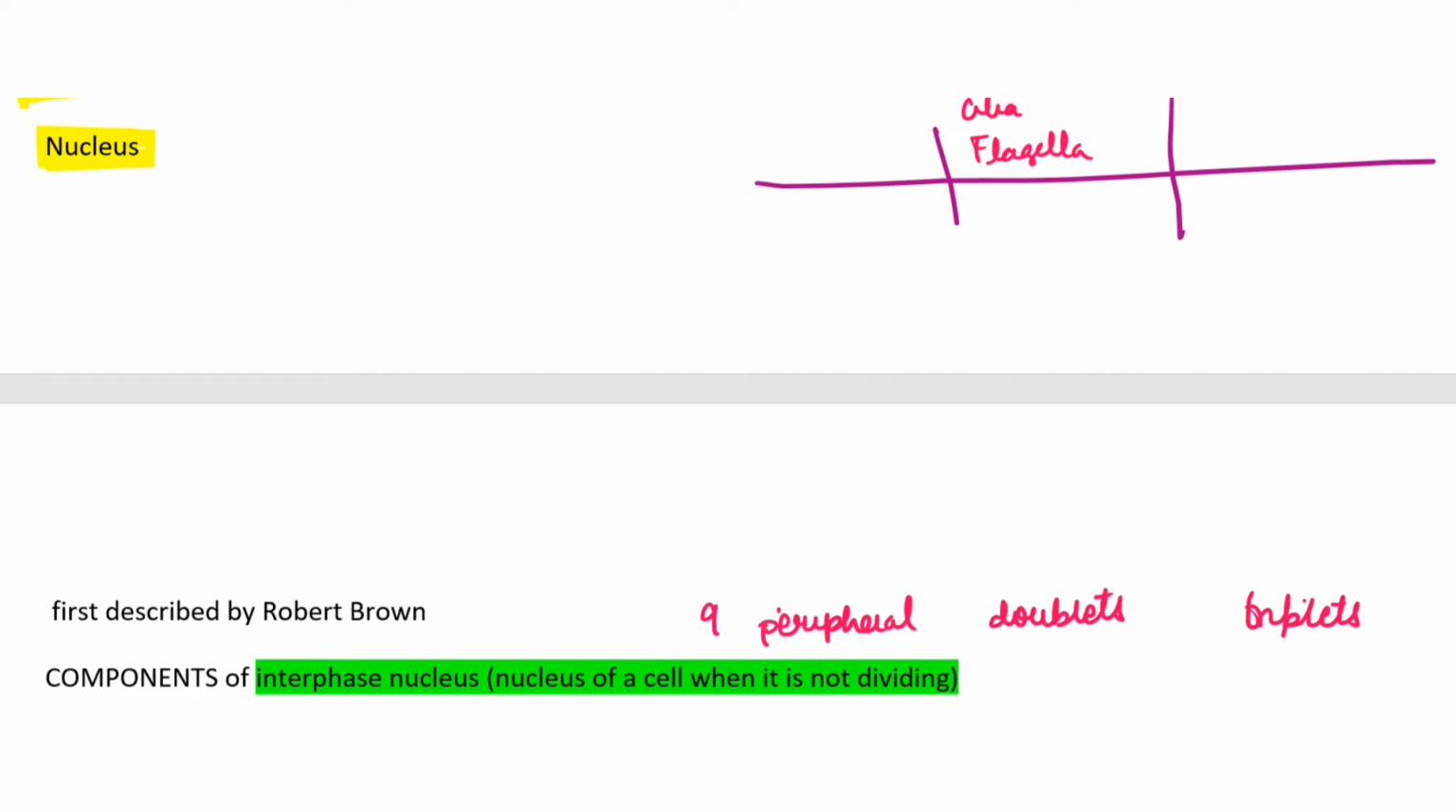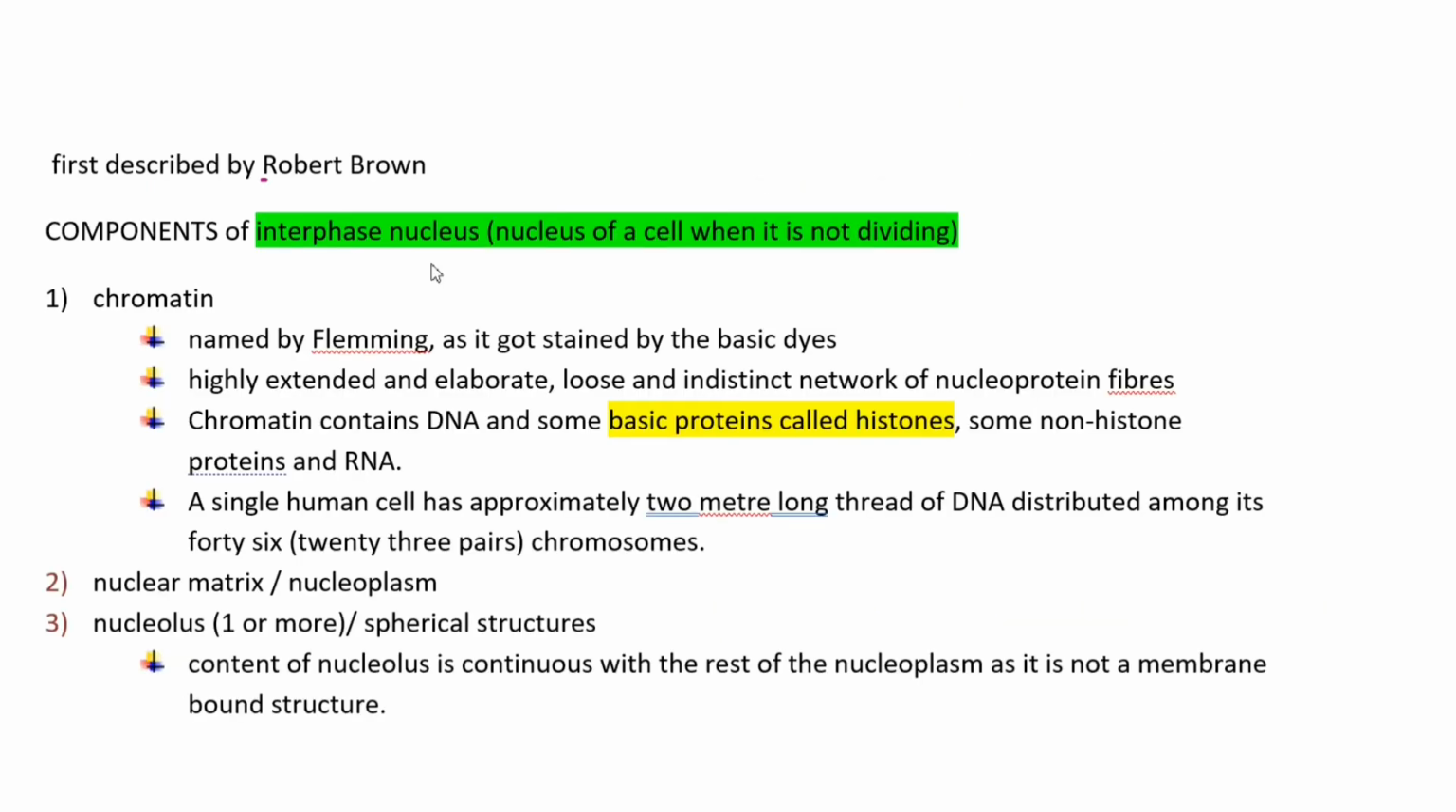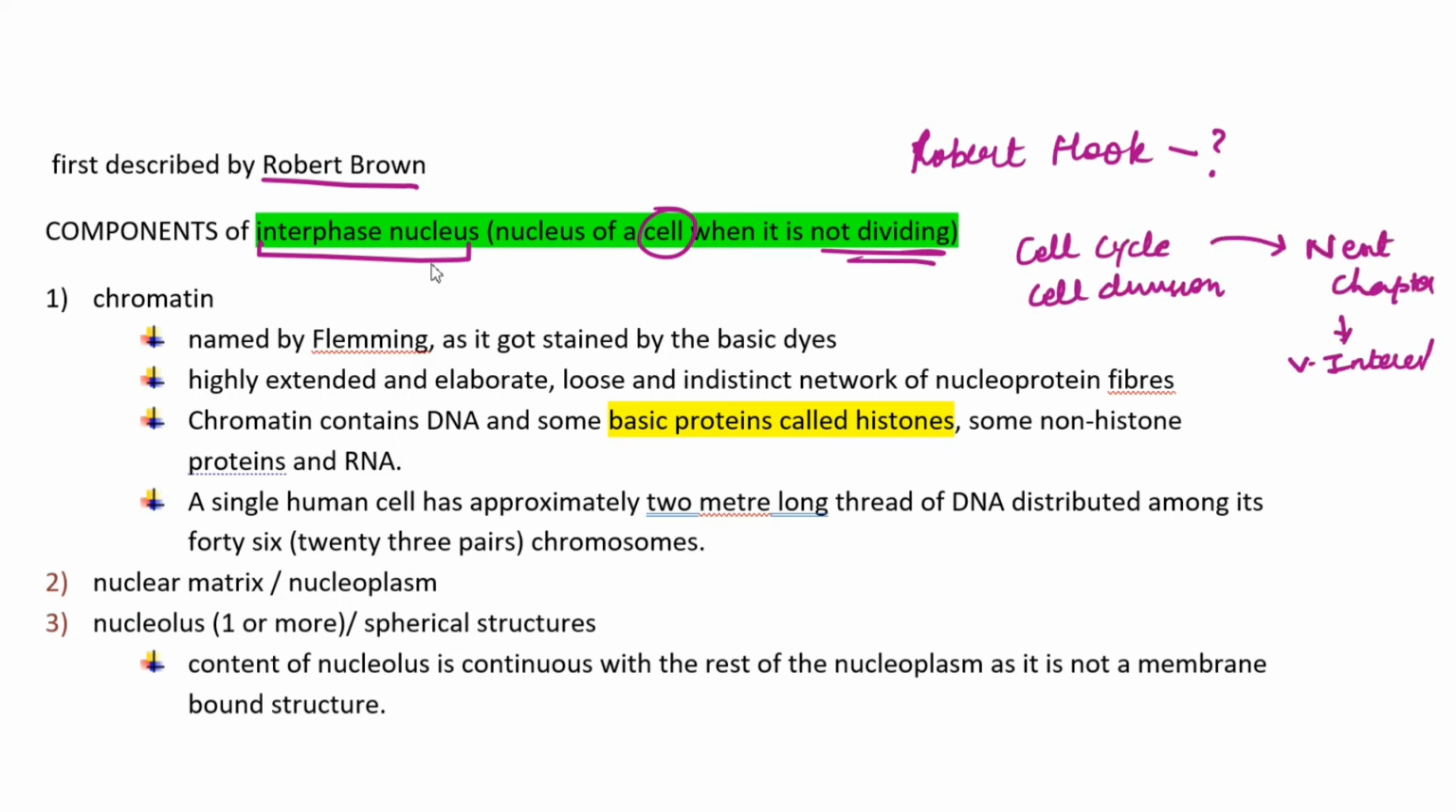So nucleus, I already mentioned earlier that it was first described by Robert Brown. So you tell me who is Robert Hooke. This also I have mentioned in my previous lecture. Okay, nucleus of the interphase. So interphase is a phase of the cell cycle where the cell is not dividing. Such a phase is known as interphase. About cell division, cell cycle, you will learn in the very next chapter of botany, which is very interesting. So stay tuned.